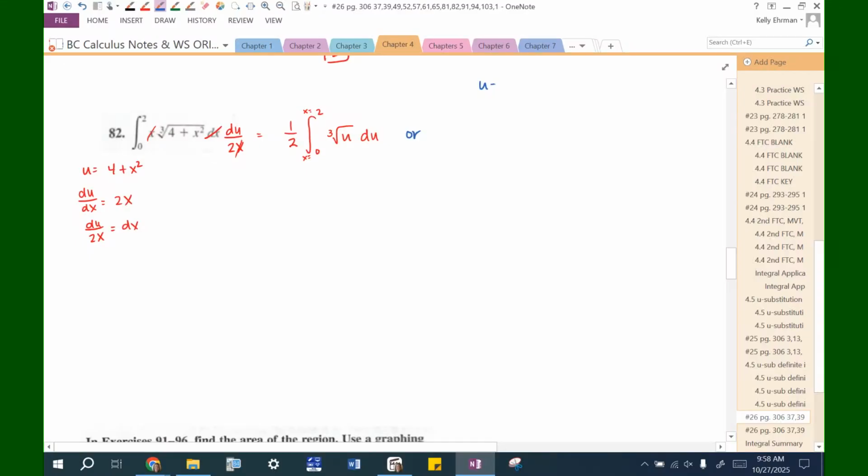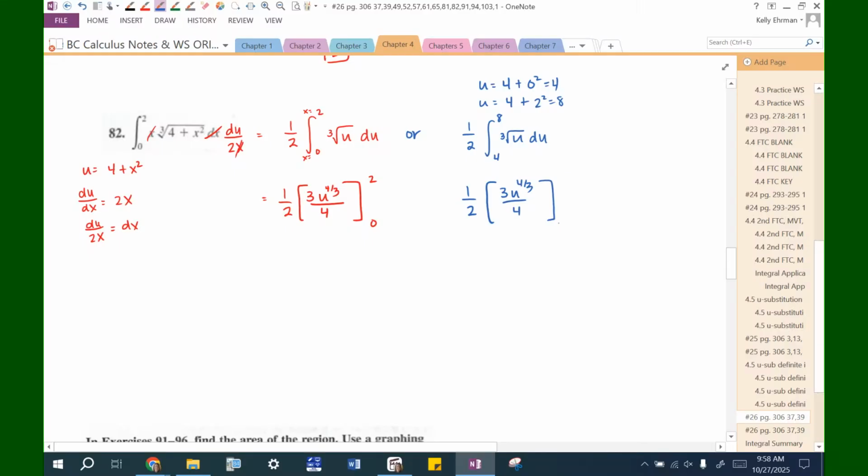Or I can say u equals 4 plus 0 squared, 4, or u equals 4 plus 2 squared, 8. So I could also set up 1/2 times the integral from 4 to 8 of the cube root of u du. So either way, the antiderivative is the same. So this is u to the 1/3. When you add 1 to that, you get u to the 4/3 divided by 4/3, or times 3/4. And here I'm going from 0 to 2. Here it's the same thing. But this one is evaluated from 4 to 8.